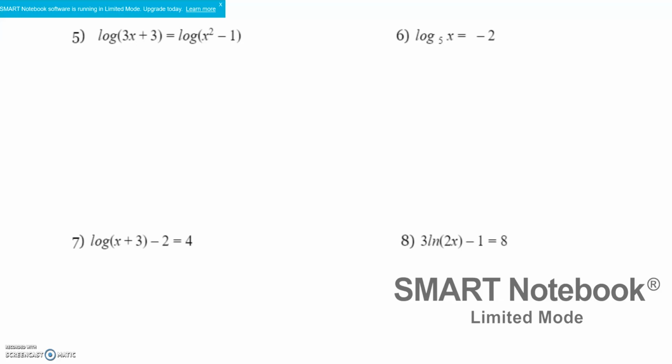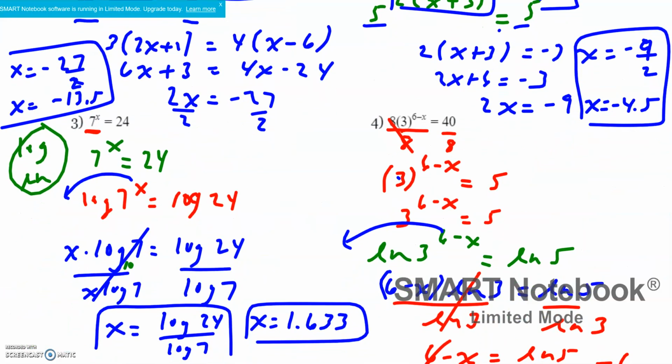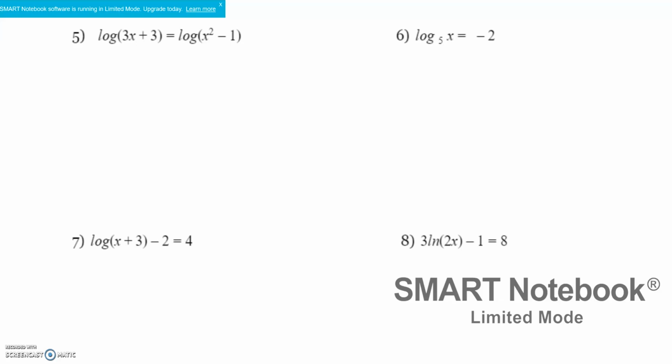So those first equations all started as exponentials. Now the next 4 are going to be starting as logs. So I want to talk about all the different possibilities. When things start as exponents, we either changed the base or we applied logs on both sides. Now that we have logs, we can change them into exponentials because they're inverses, or we could use a lot of different methods. So let's take a look here at number 5.